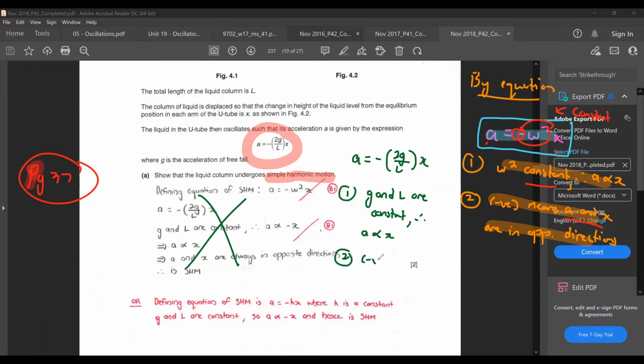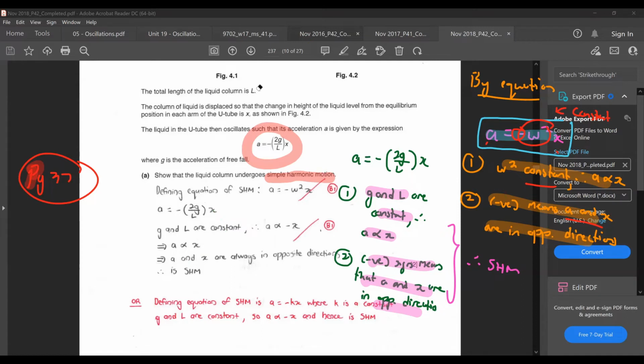And then after that, you just say the negative sign means that a and x are in opposite directions. So based on these two, you can just say therefore SHM. Okay. These are the two things that you really just need to write in order to prove that your object is undergoing SHM.